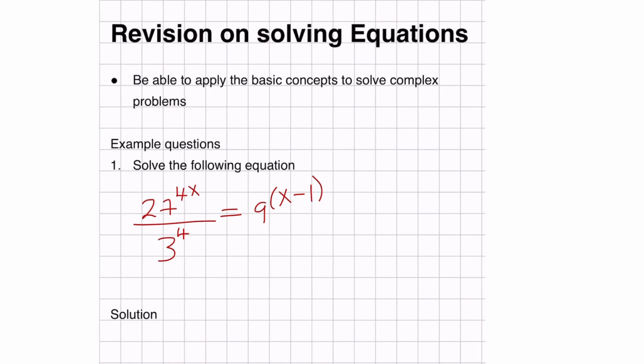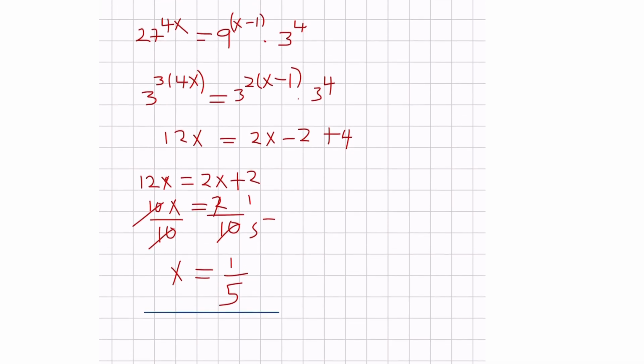Basically, we were given 27 to the power of 4x over 3 to the power of 4 is equal to 9 to the power of x minus 1. The first step that we need to do is to make our equation linear. So we can multiply both sides by 3 to the power of 4. Remember, in equations, when you multiply both sides, you don't change the original equation. If you cancel here, we're going to be left with 27 to the power of 4x is equal to 9 to the power of x minus 1 multiplied by 3 to the power of 4, which is this one that we have here.